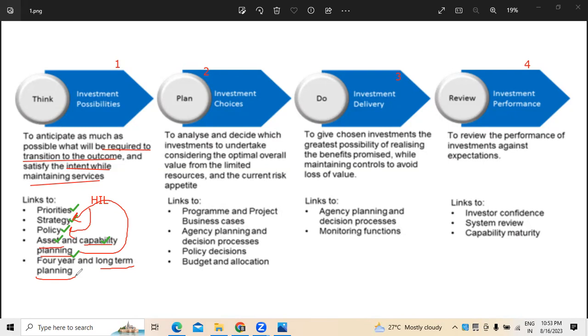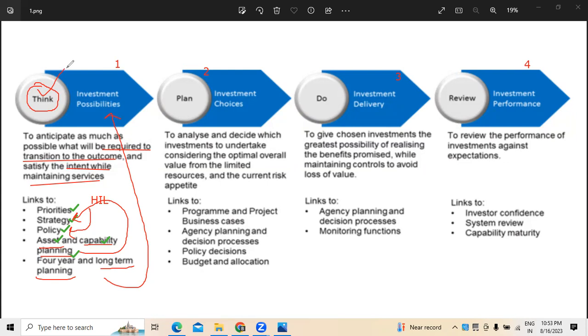But end of the day, when there is a financial investment we are making, it always requires long-term planning. So this is what generally we see when it comes to the investment possibilities. This is the first thing which we need to have a thought process on. This is what generally we call as think.